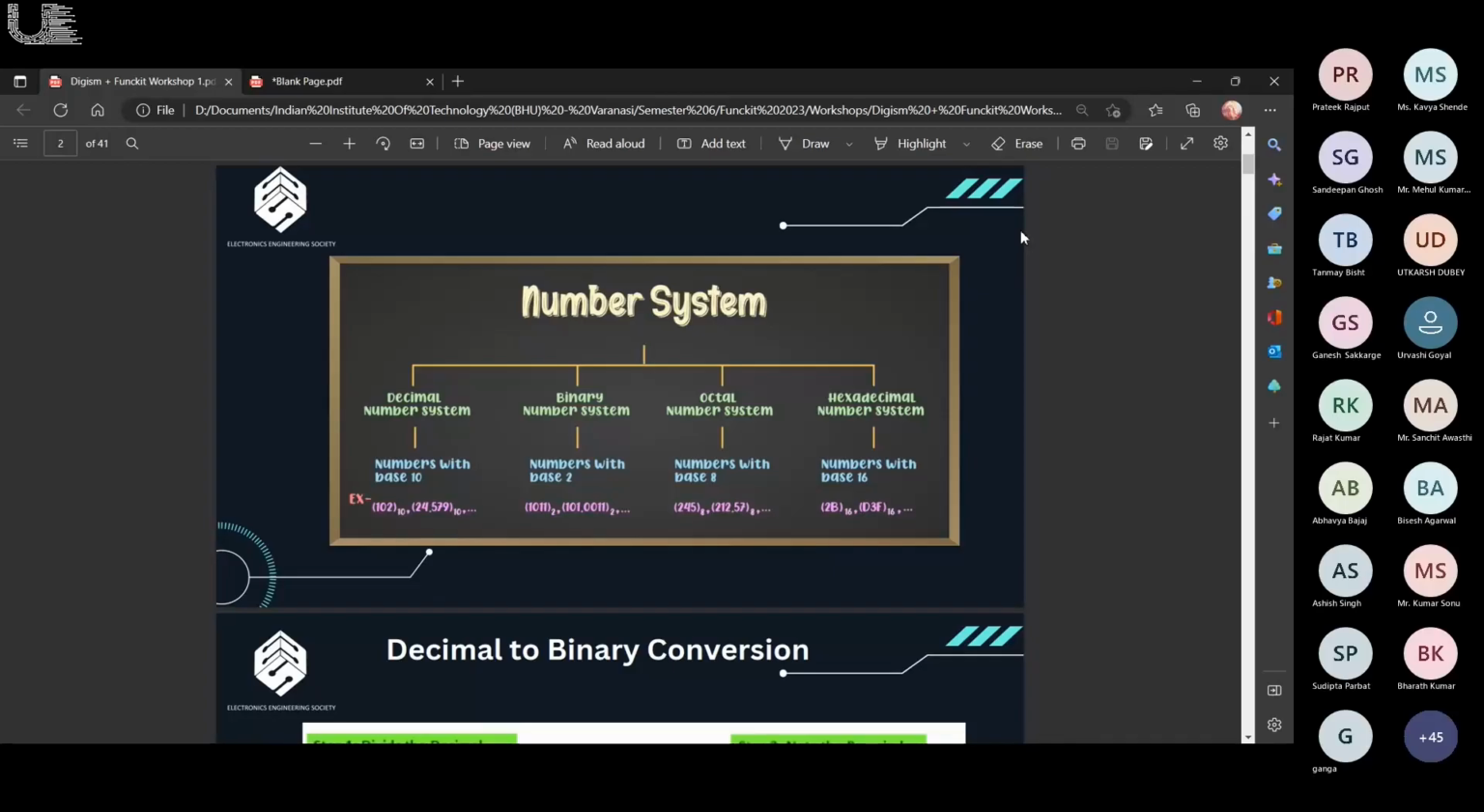So I was talking about the number systems. Basically there are 4 number systems that we use. The first is the decimal number system, which we are all aware of. Second is the binary number system, which uses only 2 digits, 0 and 1. Third is the octal number system, which uses 8 digits from 0 up to 7. And the hexadecimal number system, which uses 16 digits from 0 to 9 and then A to F.